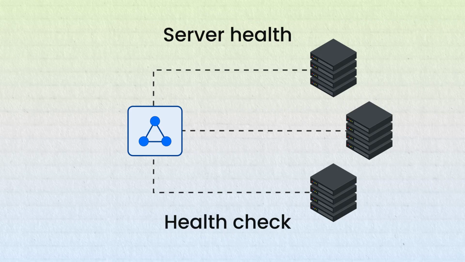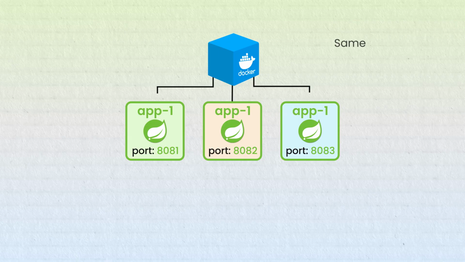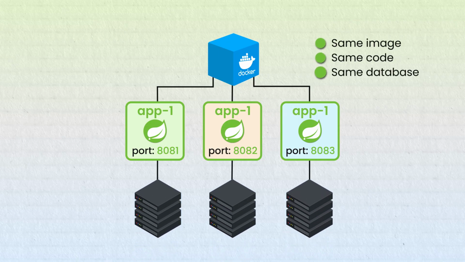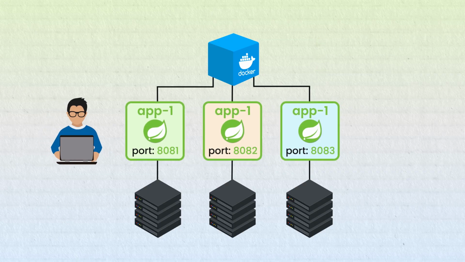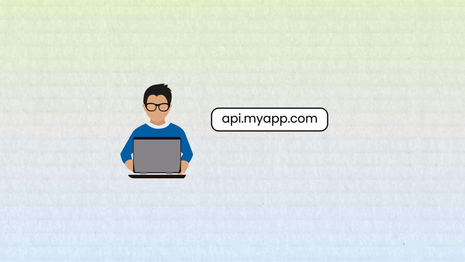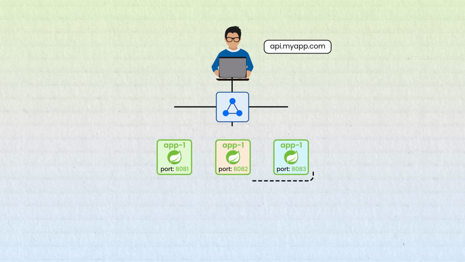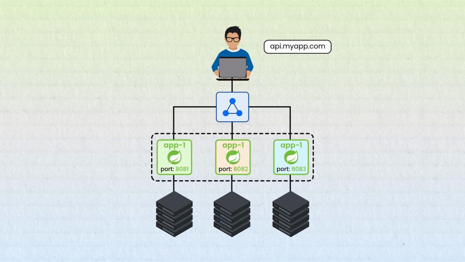Let's connect this to Spring Boot. Imagine you package your Spring Boot app as a Docker image. Then you run 3 containers from the same image. All 3 apps have the same code. They connect to the same database, but users don't need to know about these 3 ports. Users only call one URL, which is basically the URL of your application. Behind that URL, the load balancer decides which Spring Boot instance should handle the request. So the user sees one backend, but internally you may have multiple backend servers. That is the power of load balancing.